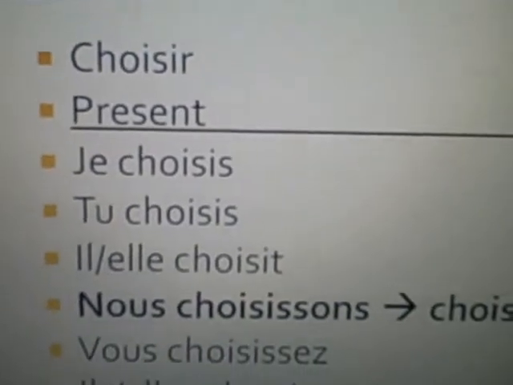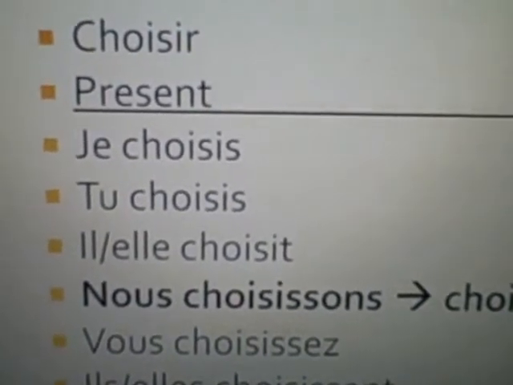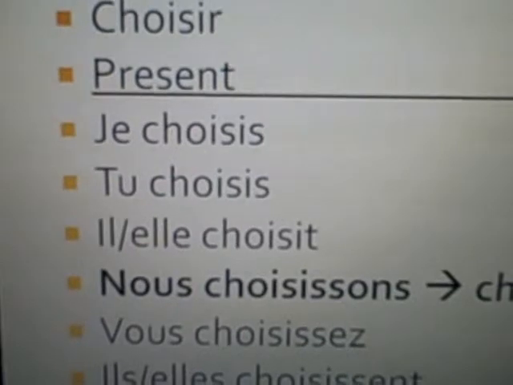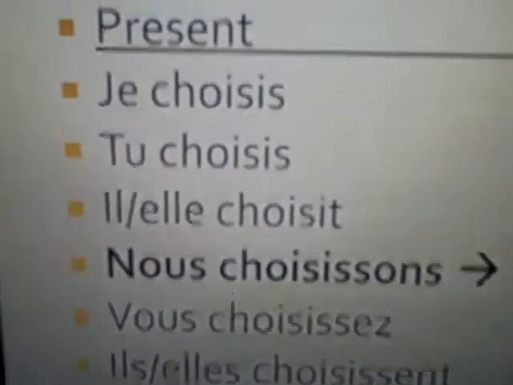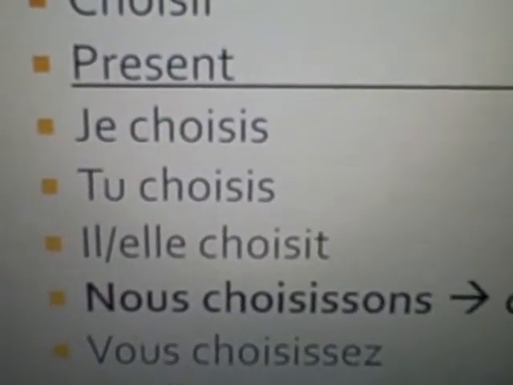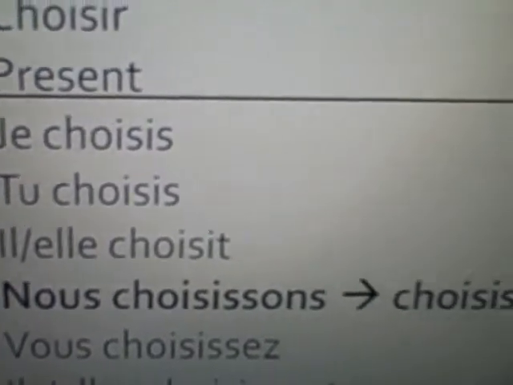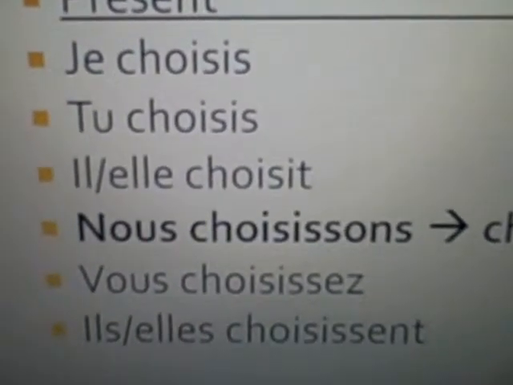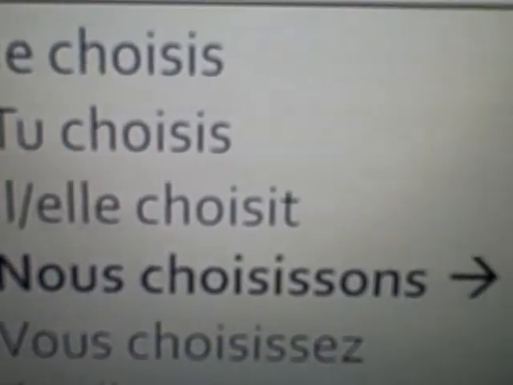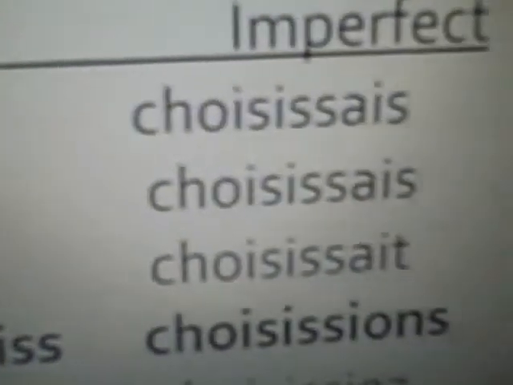Choisir in the present tense, je choisis, IS. Remember those endings, IS, IS, IT, ISSONS, ISSEZ, ISSENT? Well, here we go. This is present tense now. Je choisis, tu choisis, il choisit, nous choisissons, vous choisissez, ils or elles choisissent. When I look at that nous form, take off the ONS, and here's what I'm left with, choisiss. So in the imperfect, I'm getting je choisissais, tu choisissais, il choisissait, nous choisissions, vous choisissiez, ils or elles choisissaient.